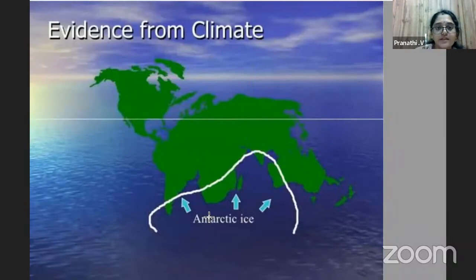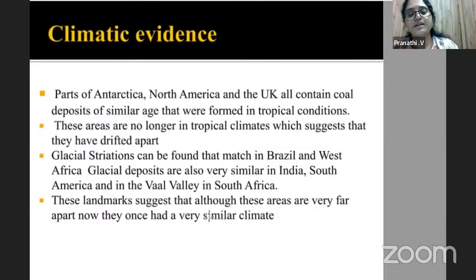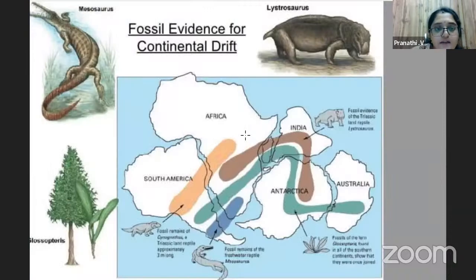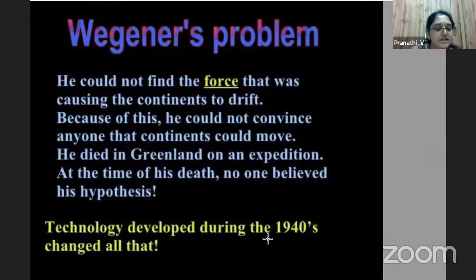When it comes to evidence from climate, coal deposits of similar age are present in Antarctica, North America, and the UK. Again, glacial striations are present in different areas which are far away from each other. All of this suggests that they were once together and had a very similar climate, but right now they are very far away. You can see the glacial scratches in South Africa also. And when it comes to fossil evidence, fossils of Mesosaurus and Lystrosaurus were found in different regions of the world.